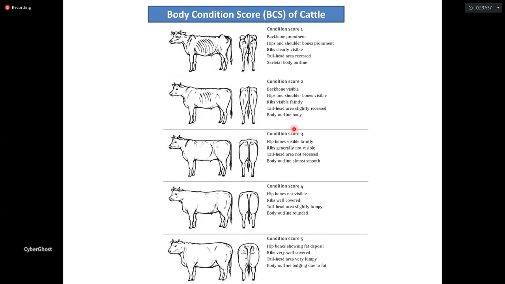This is a situation you can clearly see, right? From the backside, you can see this is a very weak animal. You can even count the ribs very clearly, right? Once you reach over here, this is condition number 3. You cannot clearly see the ribs over here, right?